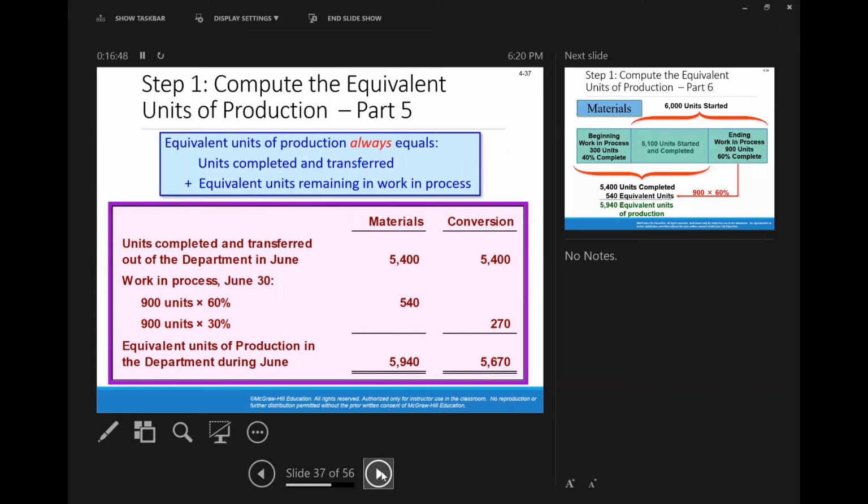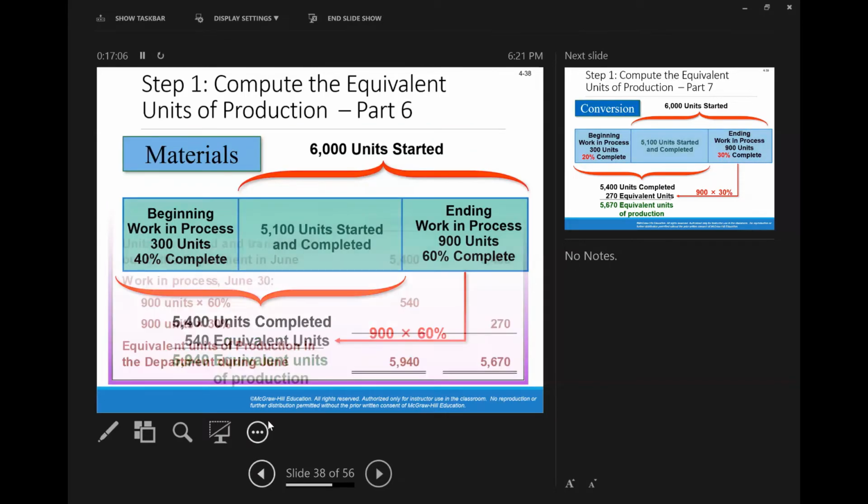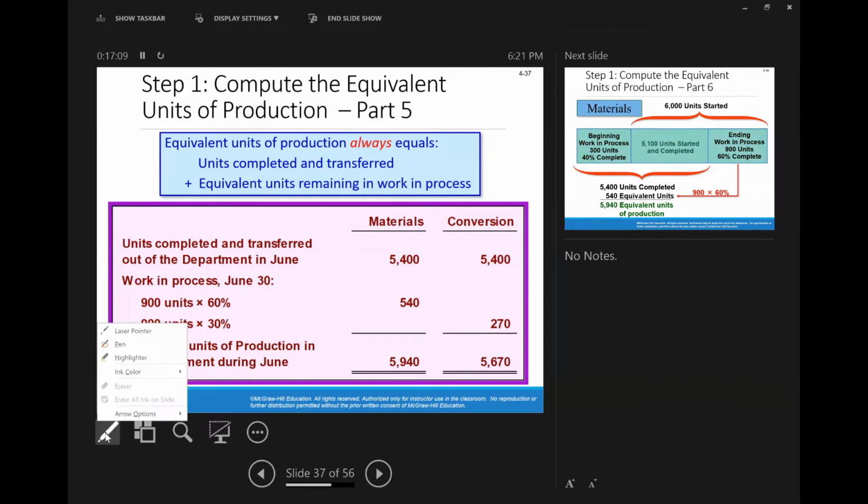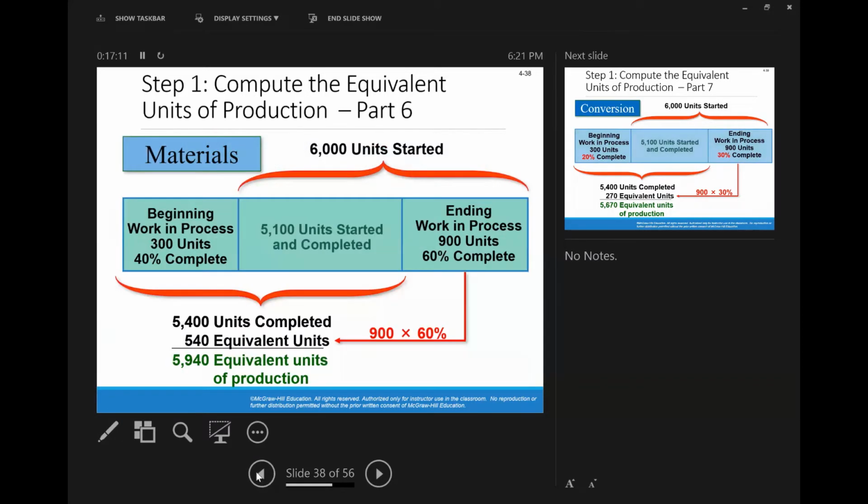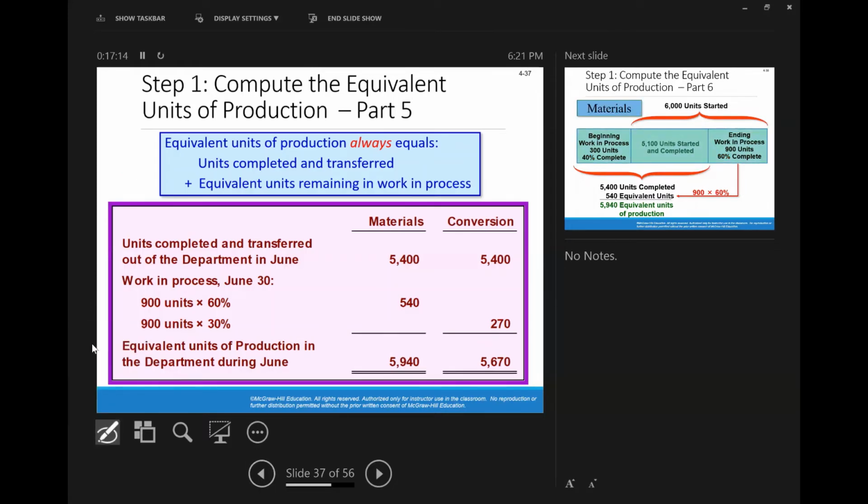We take what was transferred out, we calculate the work in process times those percentages given to us at the end of the period, and that gives us our total equivalent units. So equivalent units of production always equals the units completed and transferred, and then we add the equivalent units, which was the work in process. We're good on that so far, right? Okay.